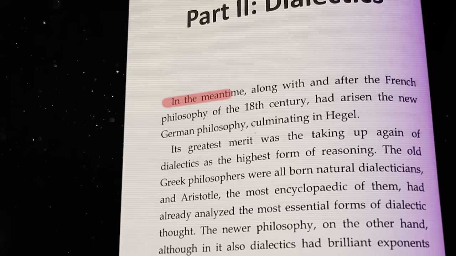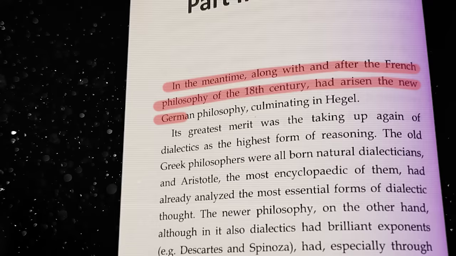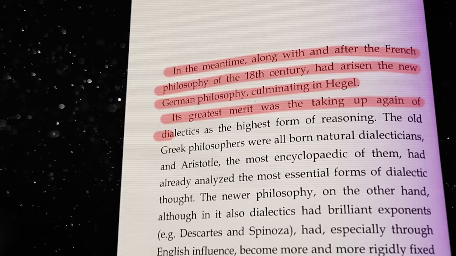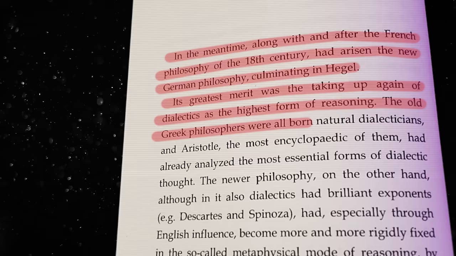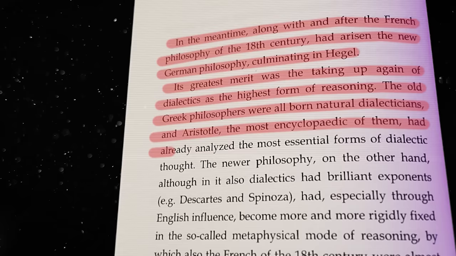Engels says the following: in the meantime, along with and after the French philosophy of the 18th century, had arisen the new German philosophy, culminating in Hegel. Its greatest merit was the taking up again of dialectics as the highest form of reasoning. The old Greek philosophers were all born natural dialecticians, and Aristotle, the most encyclopedic of them, had already analyzed the most essential forms of dialectic thought.